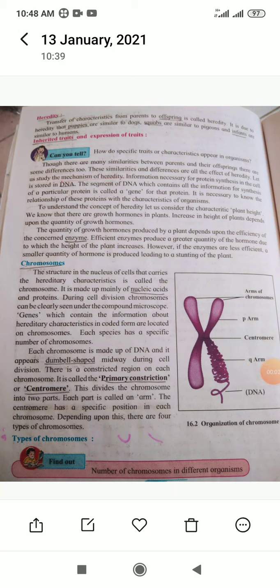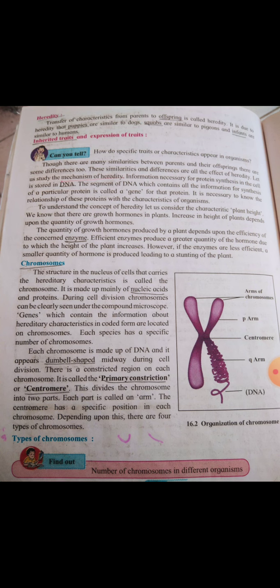Next point, chromosomes. The structure in the nucleus of the cells that carries the hereditary characteristics is called chromosomes. Chromosomes means what? The structure present in the nucleus that has the characteristic of heredity is called chromosomes, and it is mainly made up of nucleic acid and protein.